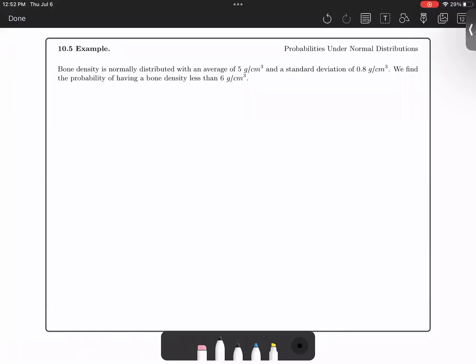Let's work on this question. We want to find the probability underneath a normal distribution, in this case, bone density. Bone density is normally distributed with an average of 5 grams per cubic centimeter and a standard deviation of 0.8 grams per cubic centimeter. Let's find the probability of somebody having a bone density less than 6 grams per cubic centimeter. And as always, we're going to draw a picture.